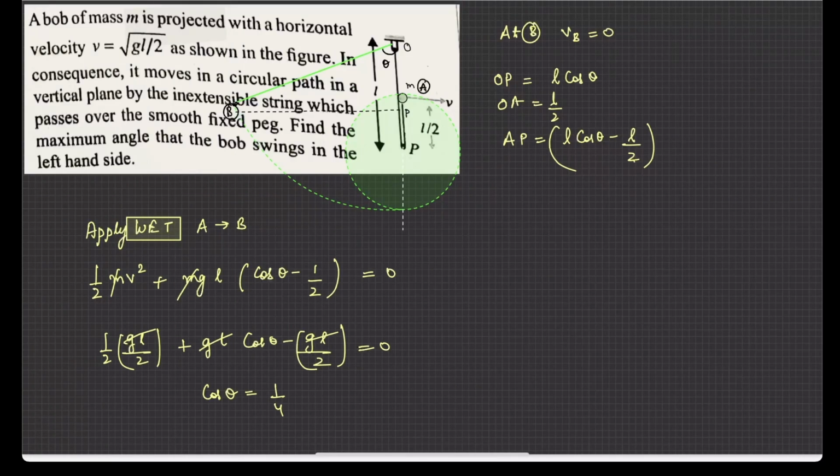In the next question it says a bob of mass m is projected with a horizontal velocity √gl/2 as shown in the figure. Consequently it moves in a circular path in a vertical plane by an inextensible string which is passed over a smooth peg. So this string is there, passing over here and coming up to this point like this. There is a smooth peg here, so it will pass up to this point.